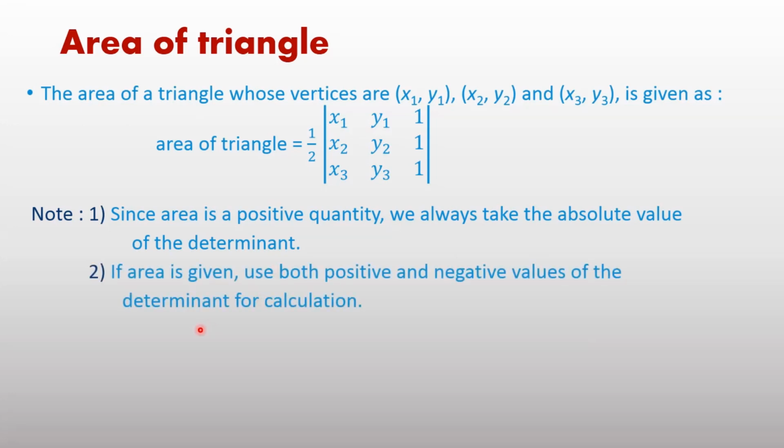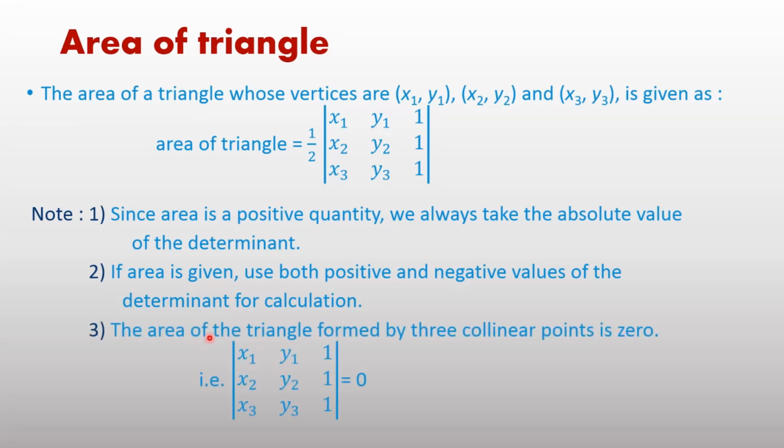Second result which you should remember: if the area is given and we have to find the value of x and y or any other calculation, then you will take positive or negative, because if mod x equals a, then x equals plus minus a. Because mod of 4 is 4 and mod of minus 4 is also 4. So remember this result: when you have written mod of x equals a, then x equals plus minus a.